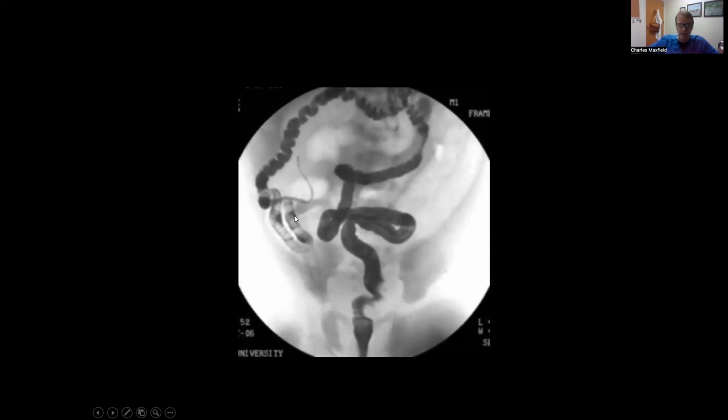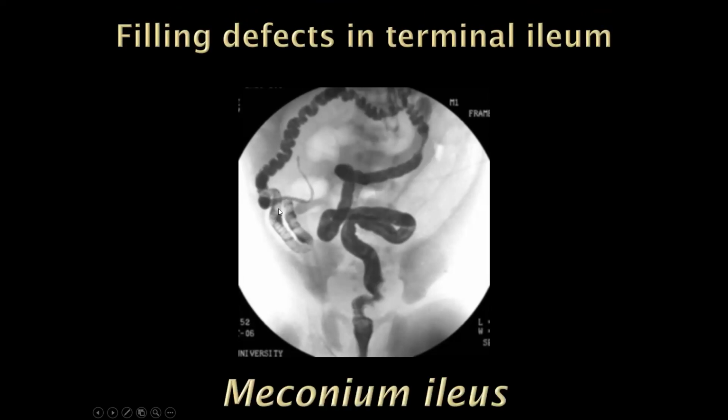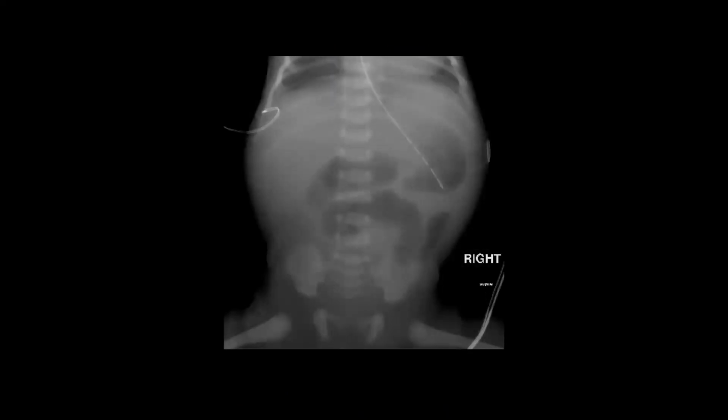You know, what we'd want to see is a nice solid black column of barium, but we have all these filling defects, that's meconium filling it up. This is the appendix, of course, right here. We've also refluxed into it. But this child, based on all the filling defects, has meconium ileus. So this child may ultimately need surgery, but hopefully not. Hopefully we can flush that meconium out of that ileum with maybe a second enema or maybe even a third enema.